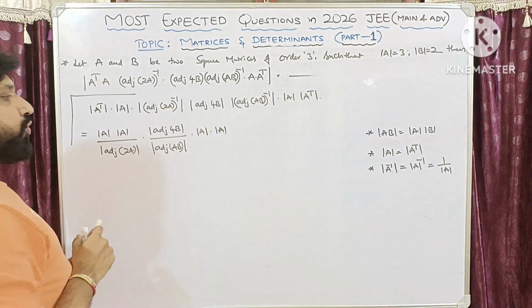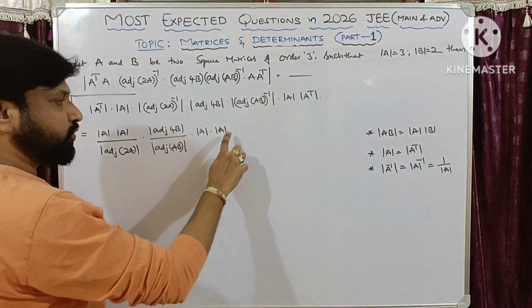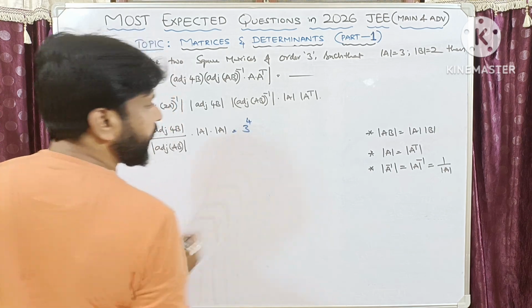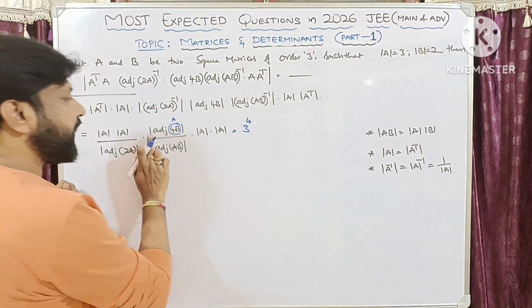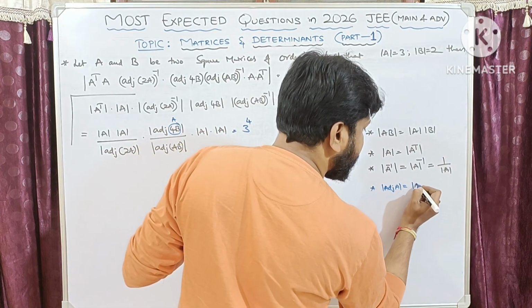Now, which values do you know? Det A, det A, det A, det A: det A power 4. Of course, det A is given as 3. So this is nothing but 3 to the power of 4 into, what shall I write, the remaining simplification, very simple. Let this be called A. Determinant of adjoint A, as you know the result. Determinant of adjoint A is equal to what? Det A power n minus 1.